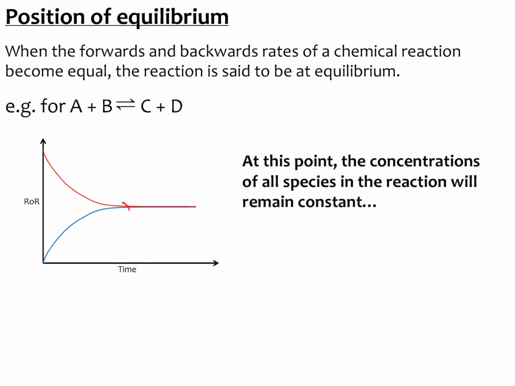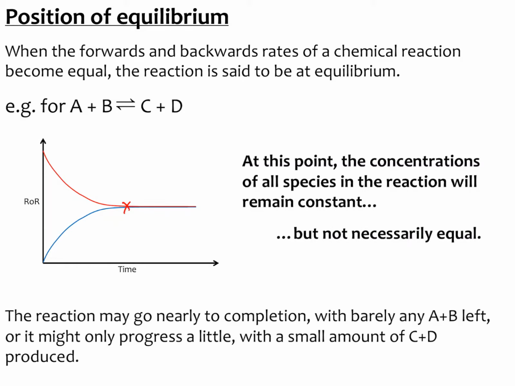Now, at this particular point, the concentrations of all species in the reaction will remain constant, but not necessarily equal. The reaction may go nearly to completion, with barely any A and B left, or it might only progress a little, with a small amount of C and D produced.